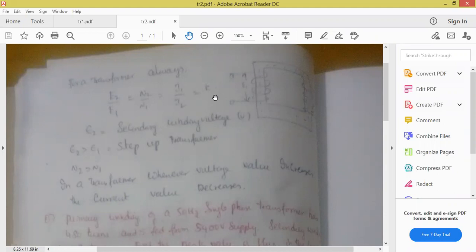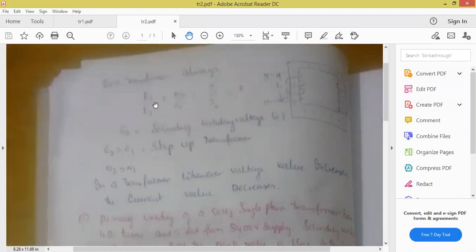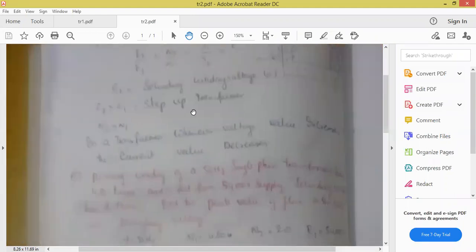But what is the fault in the transformer? You see what the formula is now. E2 by E1 equal to N2 by N1 equal to, is it I2 by I1 or I1 by I2? I1 by I2. For our understanding, in a transformer, whenever the voltage value increases, the current value decreases practically. Understood, all of you? Whenever voltage increases, the current value starts to decrease. This happens practically inside the transformer.